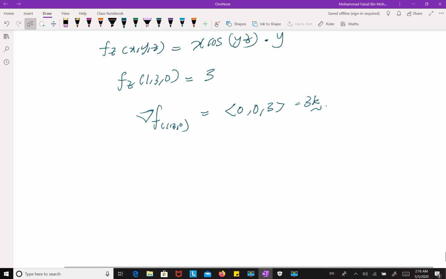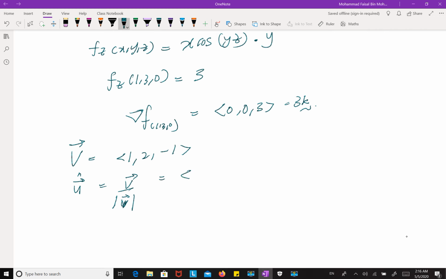Enough. So we have v. They gave it as (1,2,-1). So to find u cap, the unit vector will be v over the magnitude of v. So this is (1,2,-1), and then over the magnitude, square root of 1 squared plus 2 squared plus -1 squared.